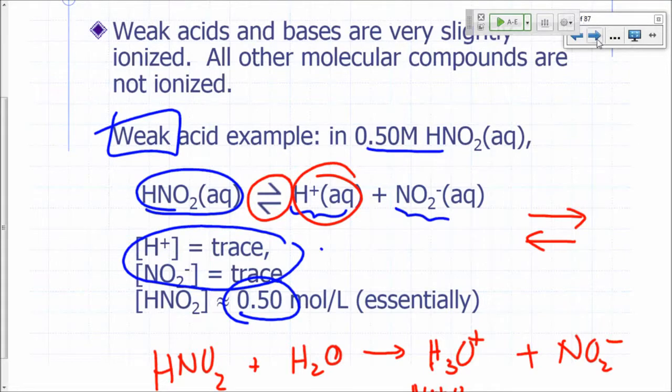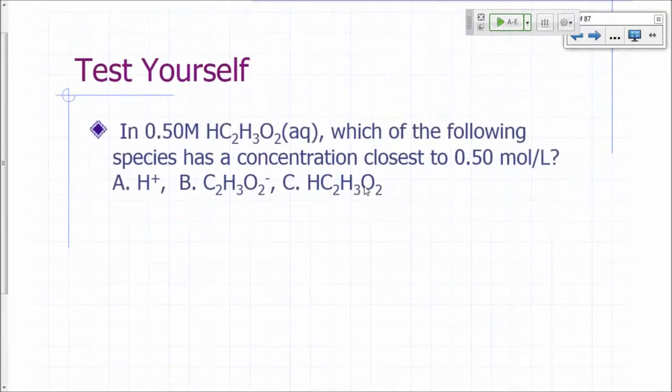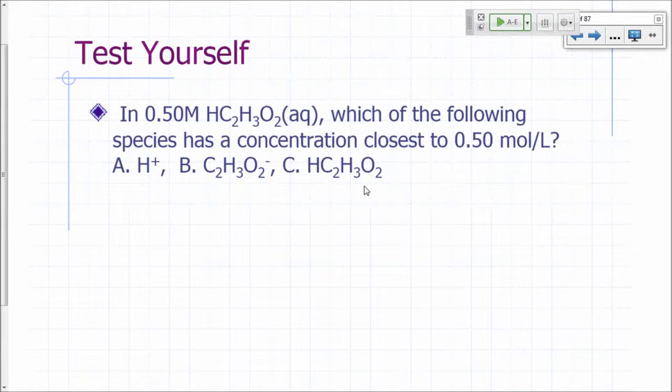Okay, so here's a clicker question. If you have a 0.5 molar acetic acid solution, which of the following species has a concentration closest to 0.5 moles per liter? Is it H plus? Is it acetate? Or is it HC2H3O2, acetic acid?